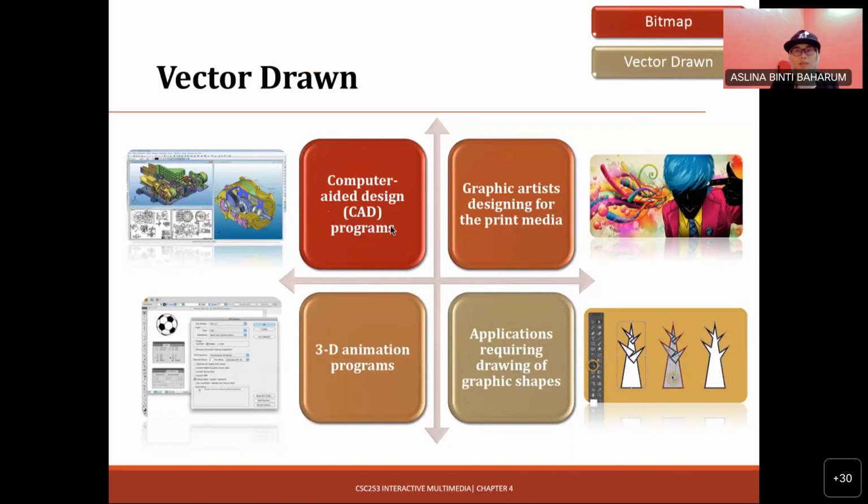Mostly graphic artists use vector drawing, purposely for printing, and also for 3D animation, and to draw fine graphic shapes, because it is based on lines. So vector drawing is good for graphic shapes, similar to text, where you want to have the line of the text.